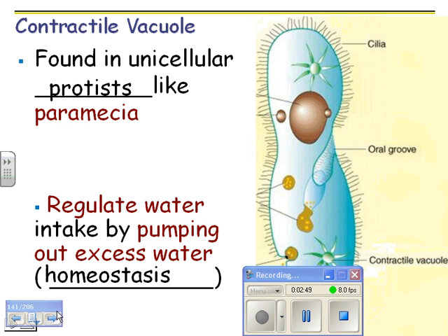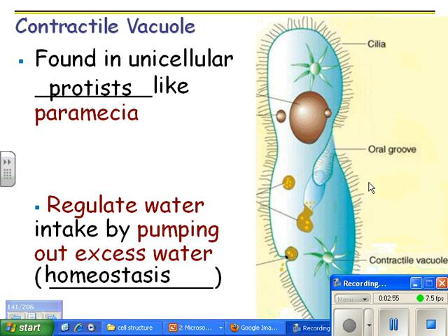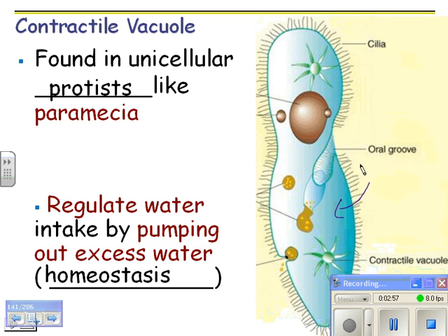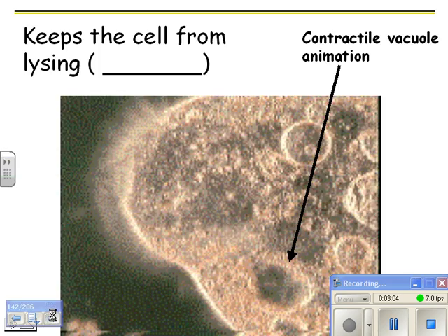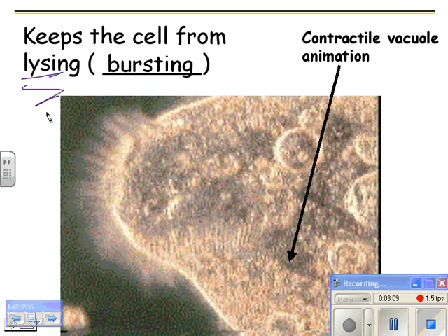This will also make more sense in our next unit, so I'll talk about it more there, but I do need to just cover all the organelles briefly. So if too much water comes in here, there's no cell wall, this thing will burst. And so the contractile vacuole forces water out. So this keeps the cell from lysing, which means bursting. To lyse means to burst.